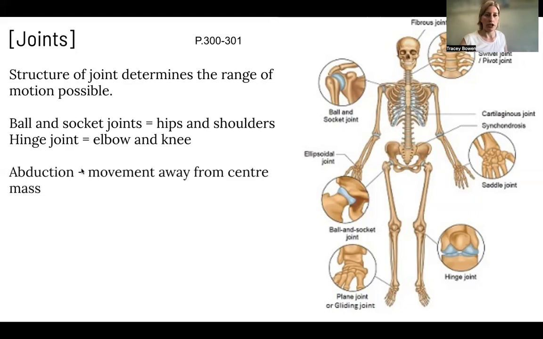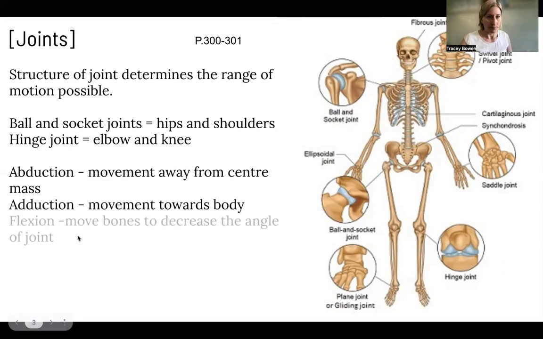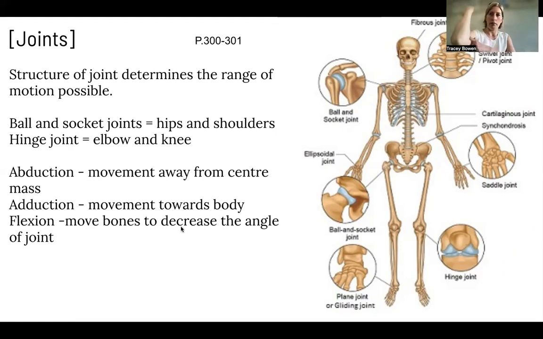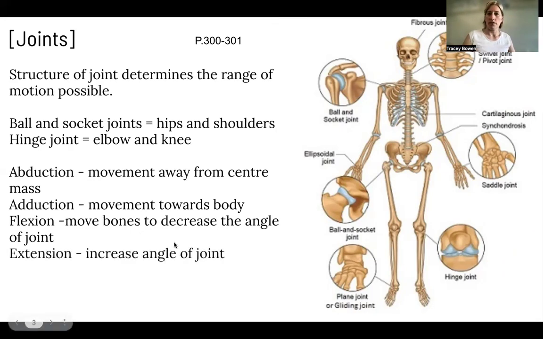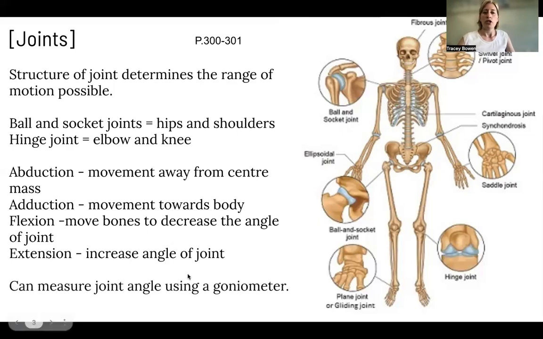And then abduction is movement away from your center mass. So if you lift up your arm like that, you're moving away from your body. That is abduction. Whereas if you're moving your arm back down towards your body, that is adduction. Flexion is when bones move to decrease the angle of a joint. And so I would be flexing my arm. This is flexion when I reduce the angle here at my elbow. And then the opposite of that is extension, which is increasing the angle of the joint. And we can measure joint angle using a goniometer.